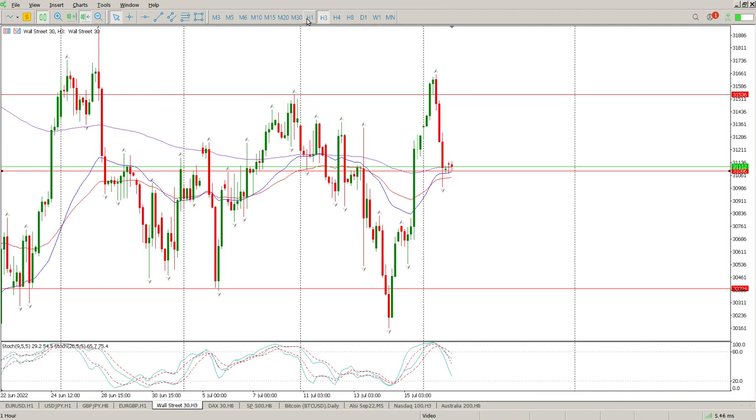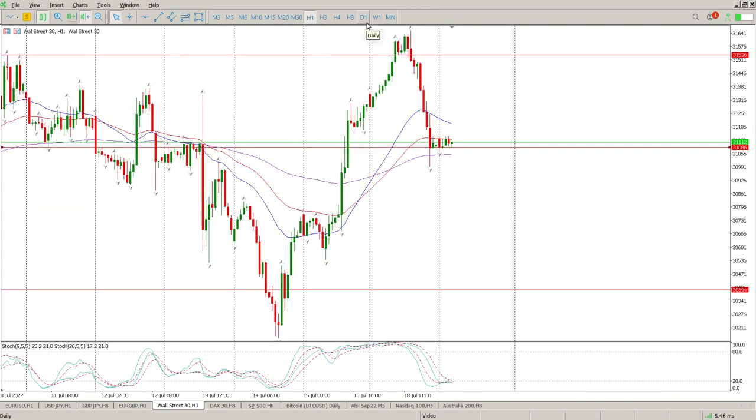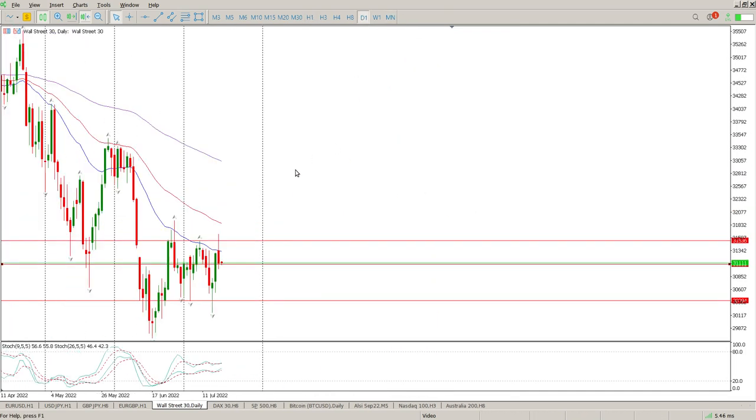So if we start drilling down to structure from an hour perspective, big up, big down, just bear in mind on the daily that is a red pin bar, which is an engulfing pin bar from Friday's move up. I won't say it's completely bearish at the moment, but it does indicate that nobody wants to get above the structure that was previously set, which is 31,536.